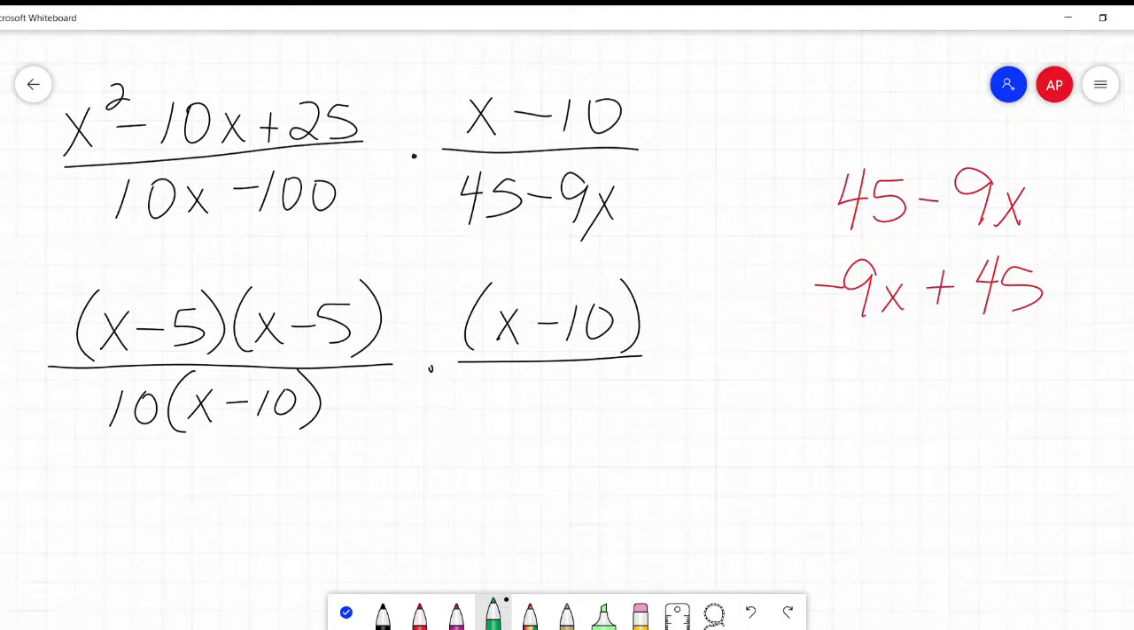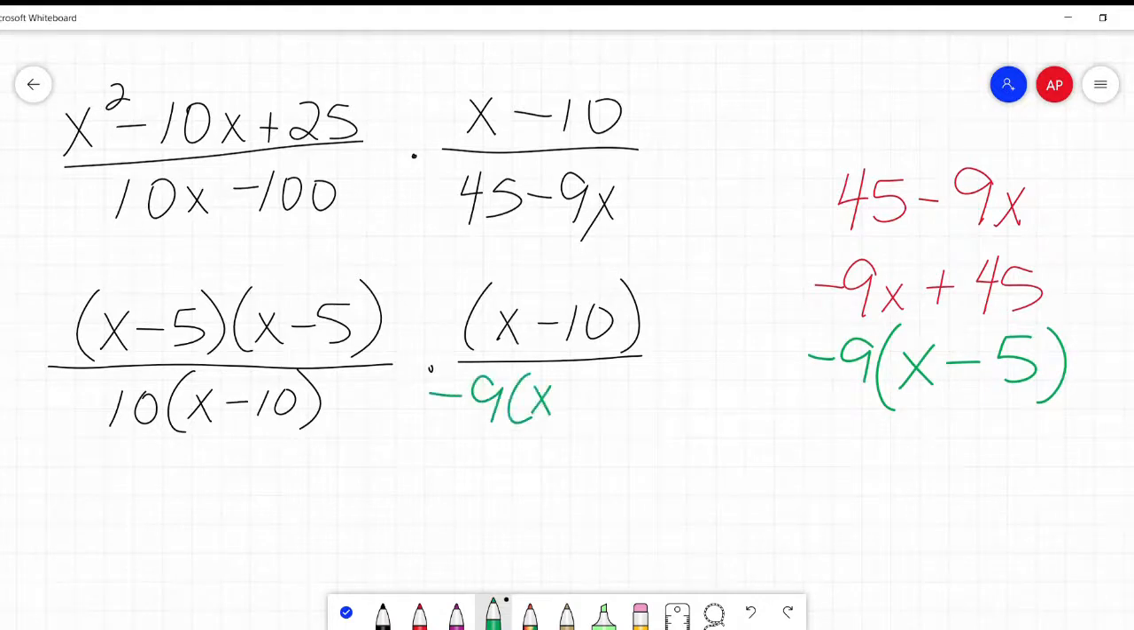So negative 9x plus 45, pull out the negative 9 out of the negative 9x. So pull out the negative 9, and then you're left with x minus 5. So that's what I'm going to put over here. Negative 9 times x minus 5. Do that every time. Don't just go like, 9, let me pull out 9.